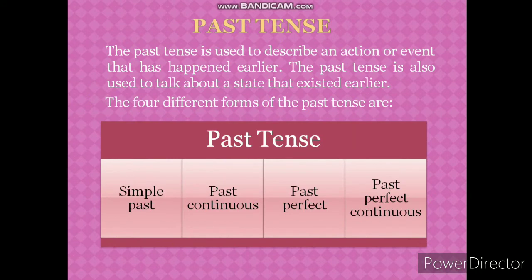Moving forward to the next tense, past tense. The past tense is used to describe an action or event that has happened earlier. The past tense is also used to talk about a state that existed earlier. The four different forms of the past tense are simple past, past continuous, past perfect, past perfect continuous tense.